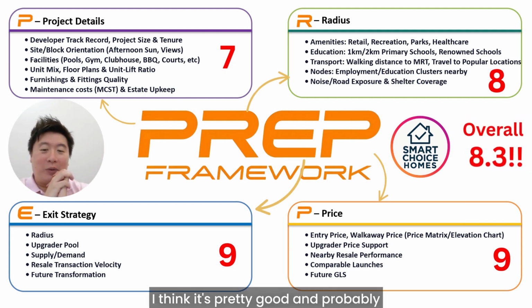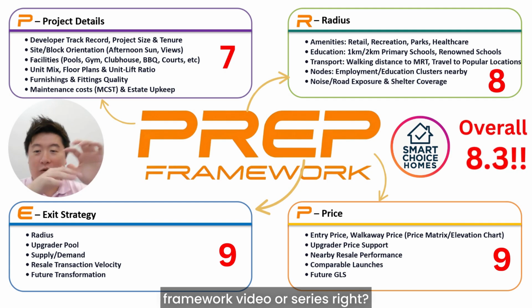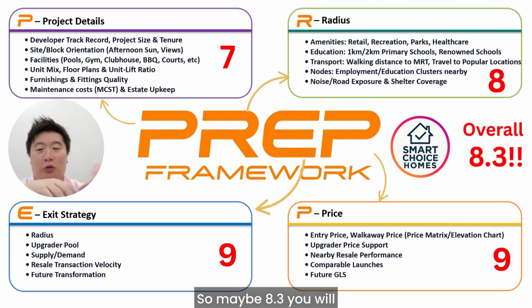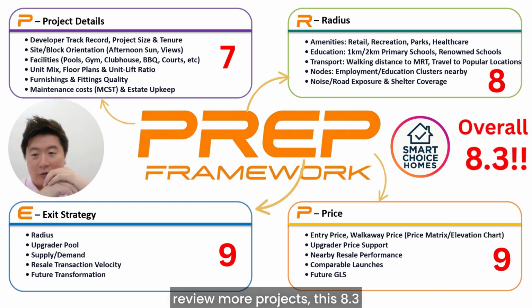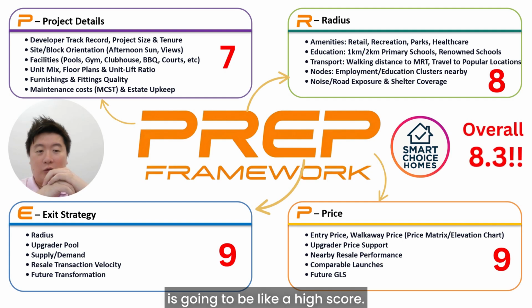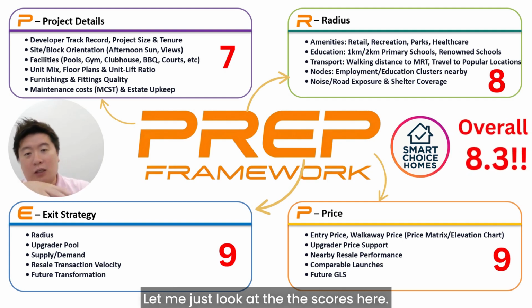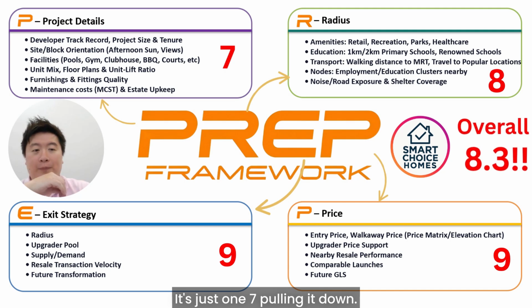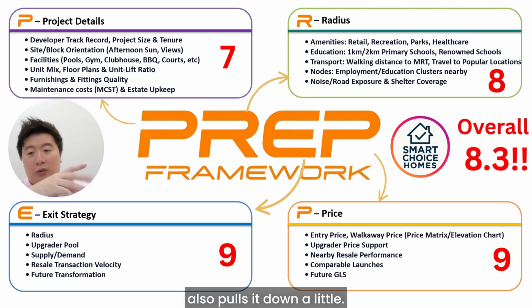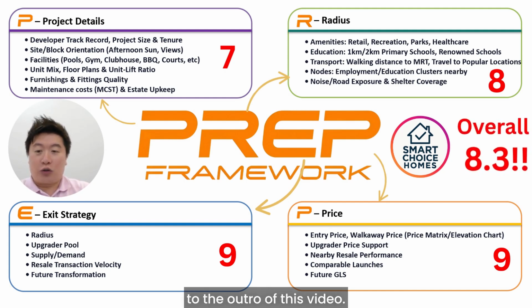And probably because it's my first project that I'm doing this framework video series about, maybe you will feel that 8.3 is not high, but I'm pretty sure as I review more projects, this 8.3 is going to be like a high score. Because you can look, let me just look at the score here. 9, 9, 8, those are very high. It's just the 1 and 7 pulling it down. Yeah. All right. Let's move on to the outro of this video.